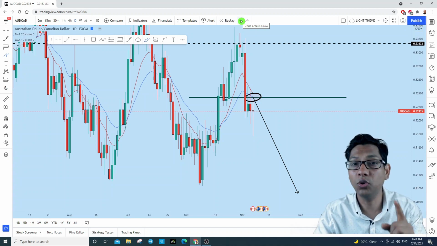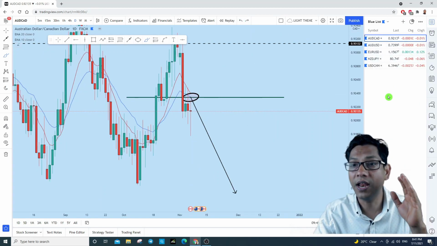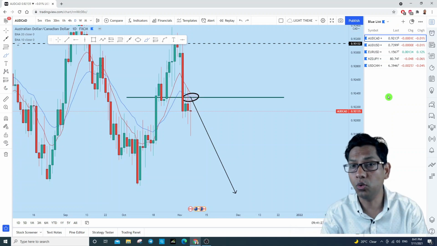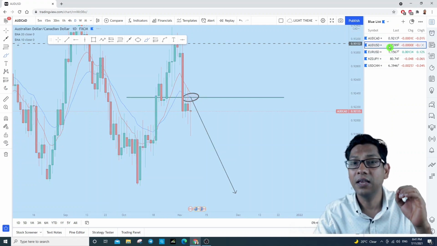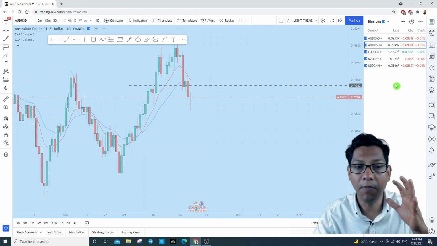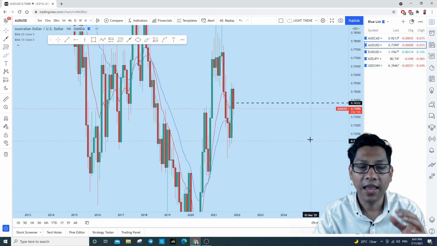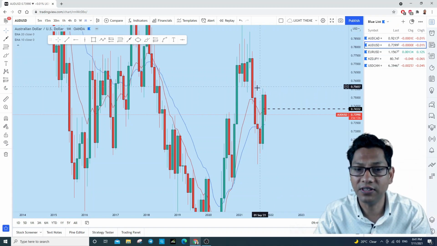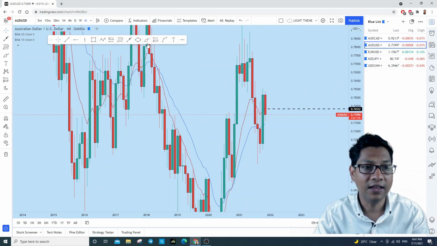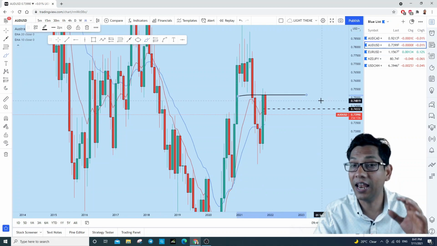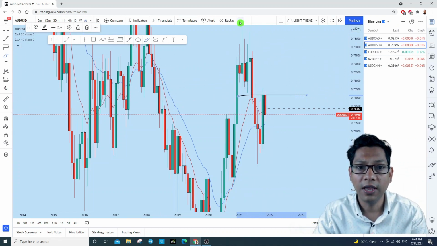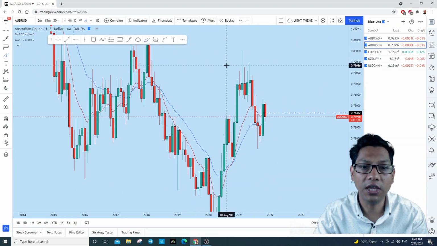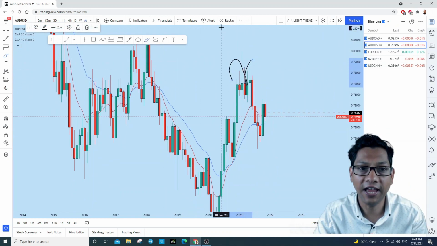Now let's start with another currency pair that we will be analyzing, AUDUSD. As usual, let's start with the monthly time frame. On the monthly, as I mentioned in my previous analysis, which I will link above and in the description, you can watch what I said, that after this green candle this instrument is likely to drop, because on the higher time frame AUDUSD has created a head and shoulder pattern.